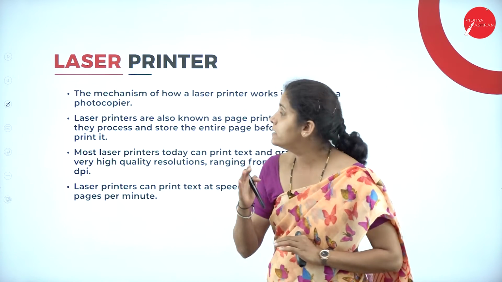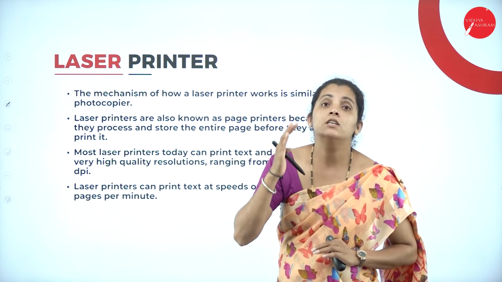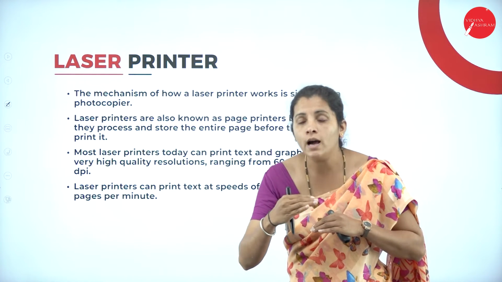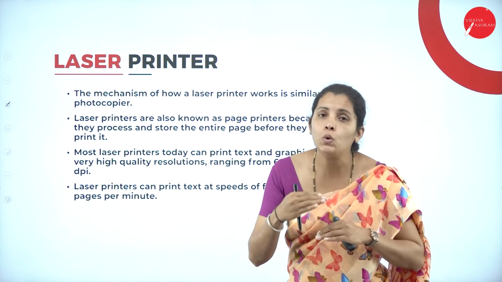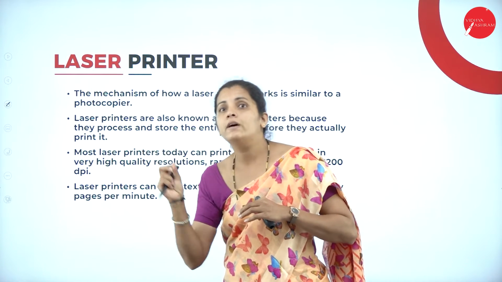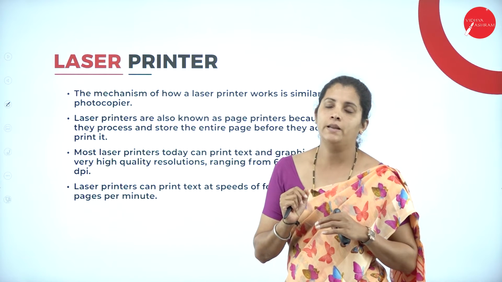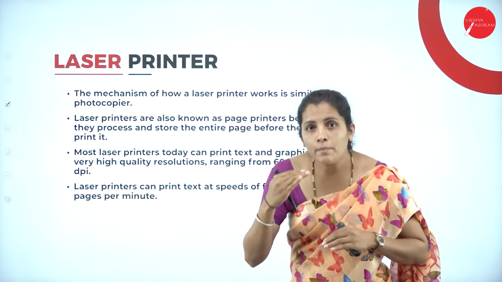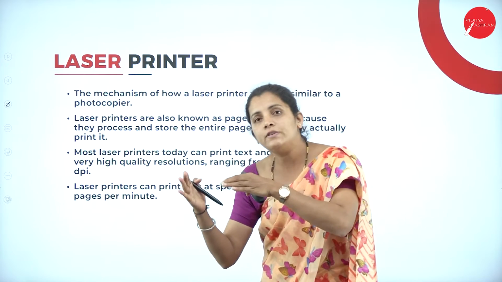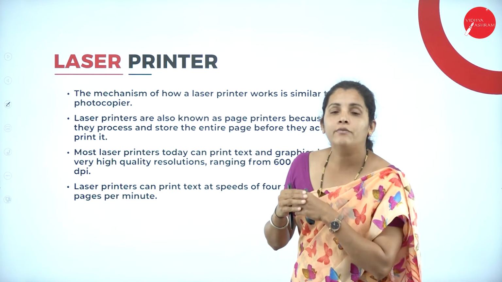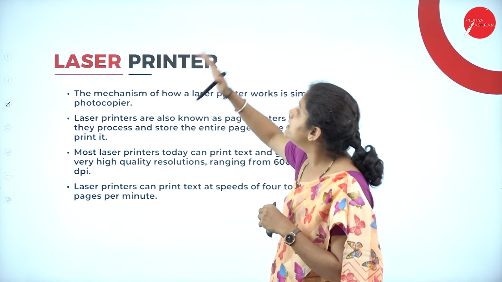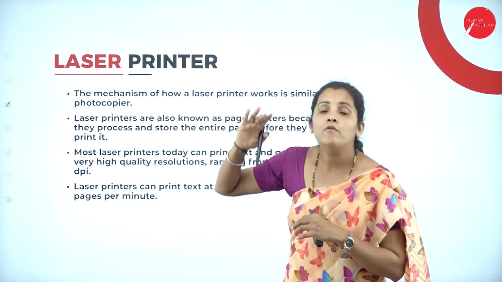In laser printer, a drum has a special toner stick. When the drum is moved or rolled, then the ink is transferred onto the paper in the form of characters or images.